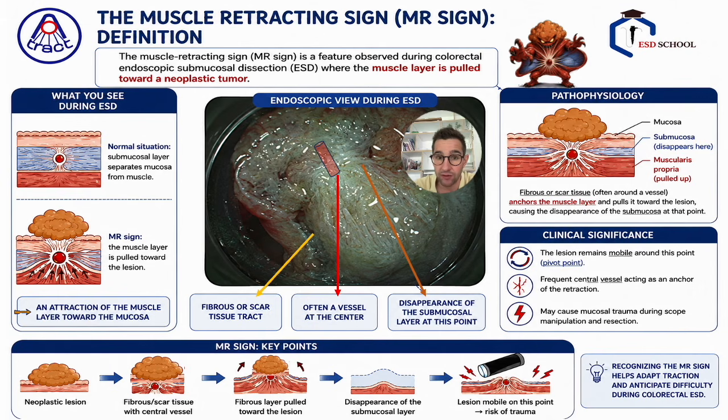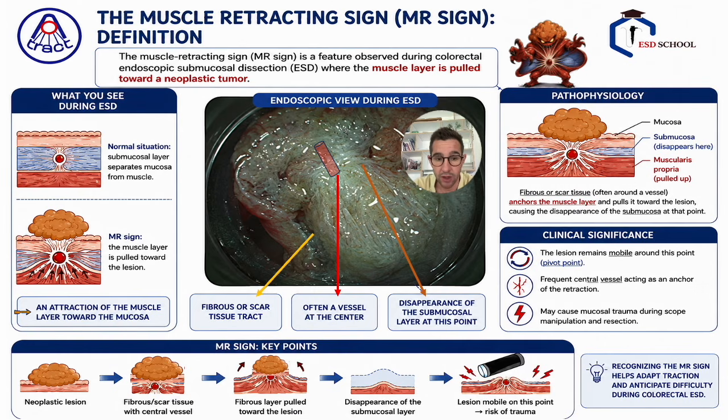So the problem is that you will not have any submucosal layer in the middle. If you want to be R0, you will have to go into the muscle. I think it's common to have at least a muscular damage in the center. If not, the big risk is to damage the lesion and not have an R0 specimen in the middle.